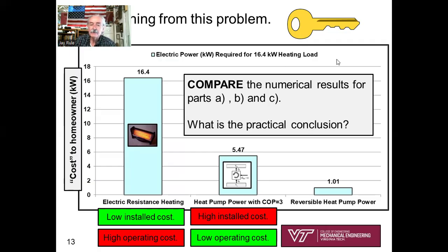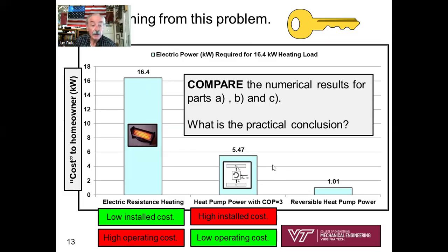So you do see that this cost to the homeowner in kilowatts, that's a true cost. That's money out of your pocket. So if your job is to keep your home at constant temperature, you need to provide 16.4 kilowatts to your house. If you're running electric baseboard heating, electric resistance heating, it's going to cost you that much, 16.4 kilowatts, and you've got to pay for that.